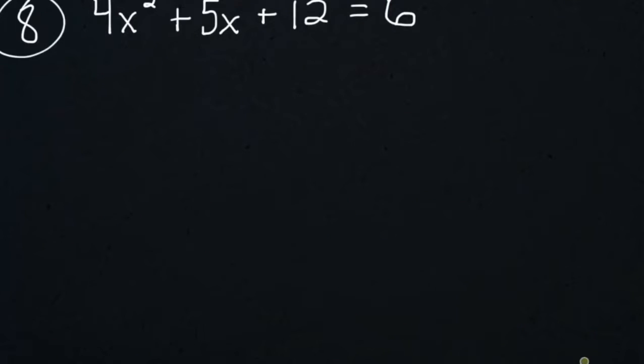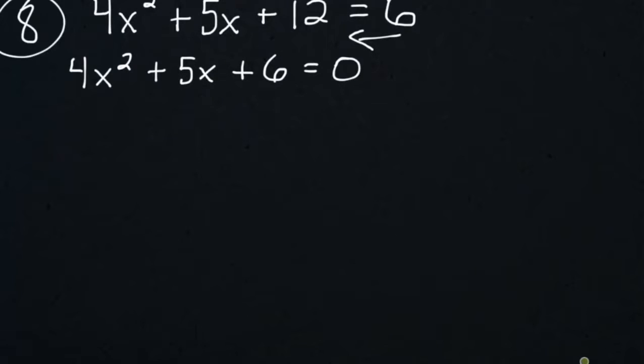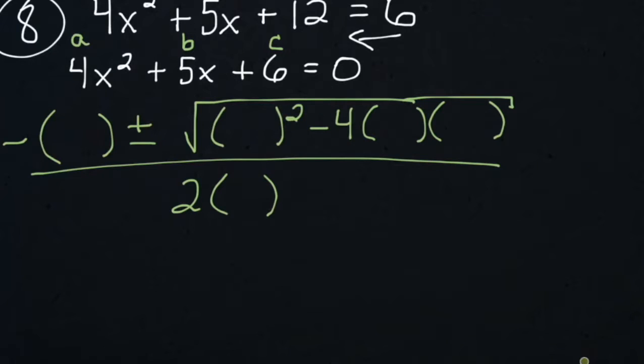Number 8. Is it equal to 0? No. So we have to move that 6 over. So my quadratic is 4x squared plus 5x plus 6 because I subtracted 12 minus 6 is 6. But now it's equal to 0. So I can label A, B, and C. Now let's write out our quadratic. Now let's plug in A, B, and C. B is 5. That's the first thing that gets plugged in. A is 4. C is 6. Make sure you plug in the numbers into the correct spot for that variable.